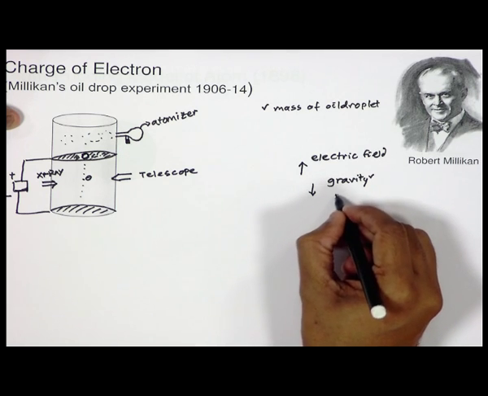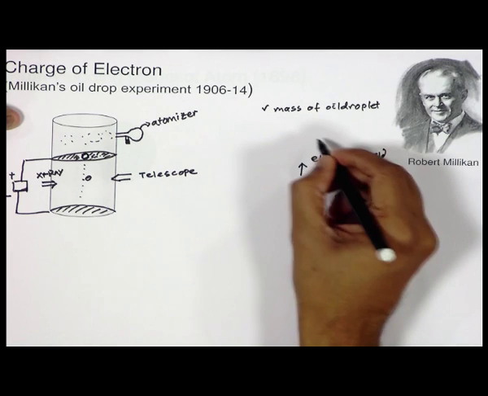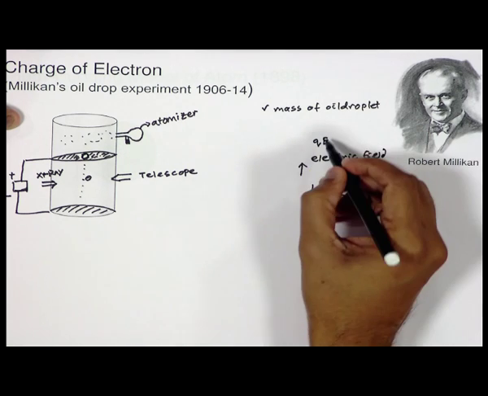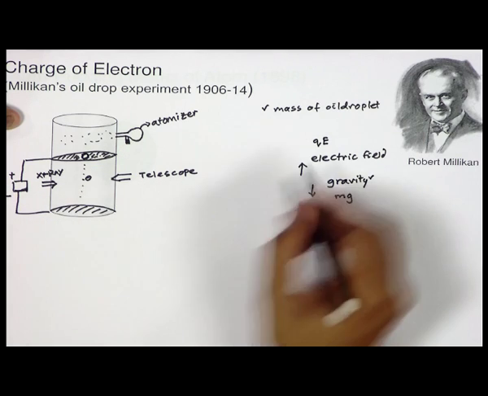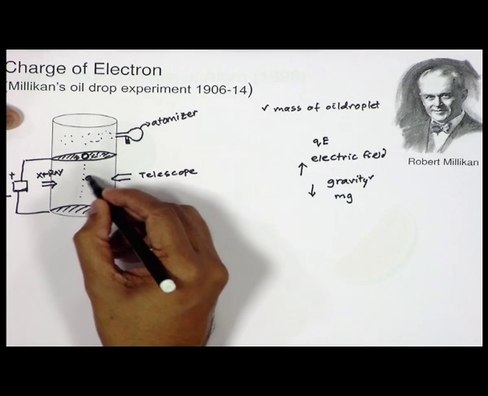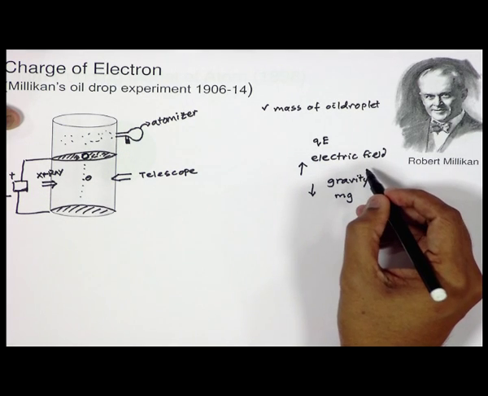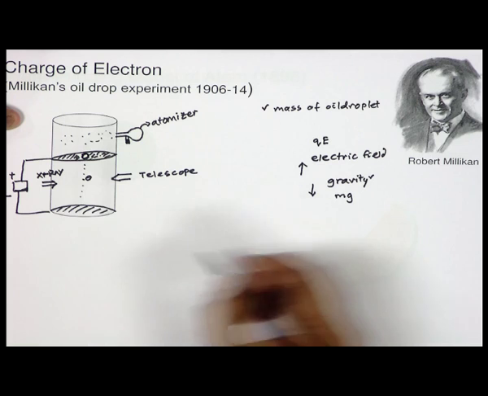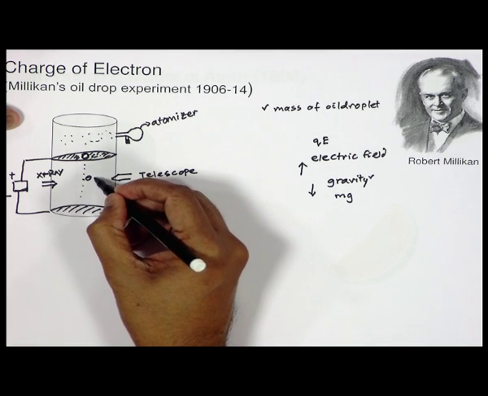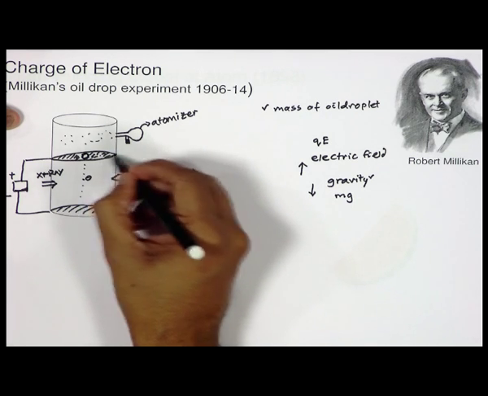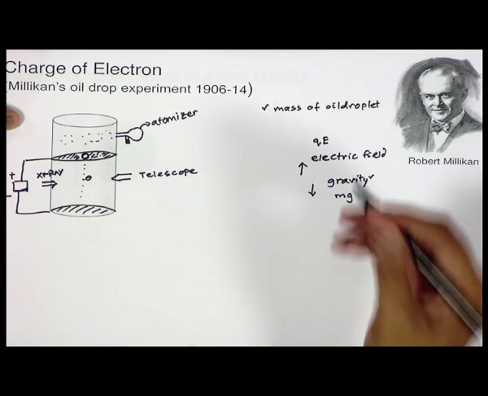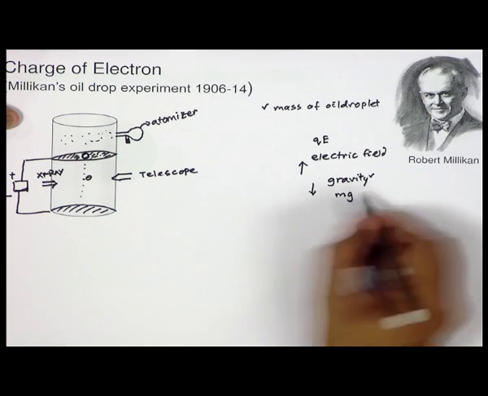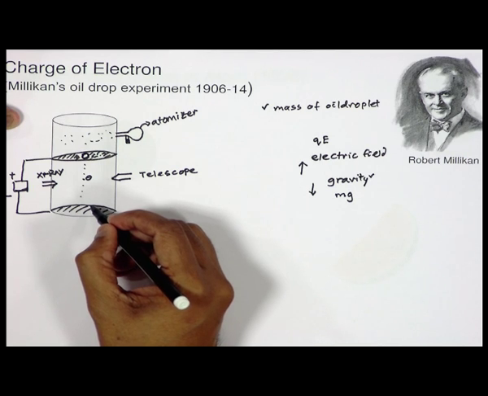Now, we have two different forces. The gravitational force can be written down as mg, and the electric force due to the electric field can be given as QE. E is the strength of the electric field that I am applying, and Q is the charge of this oil droplet. Now, if I use a very strong electric field, much stronger than the gravitational pull, then of course, these oil droplets will suddenly go up and stick to the upper plate. If I use a very weak electric field, the gravitational pull will win and this oil droplet will come downwards instead of going upwards.